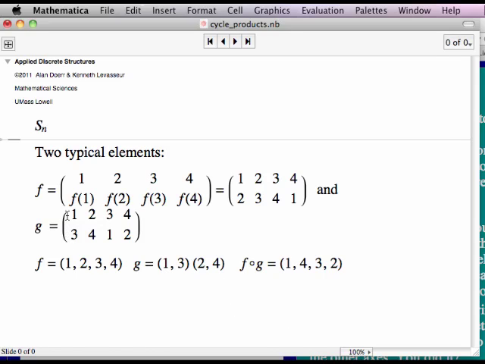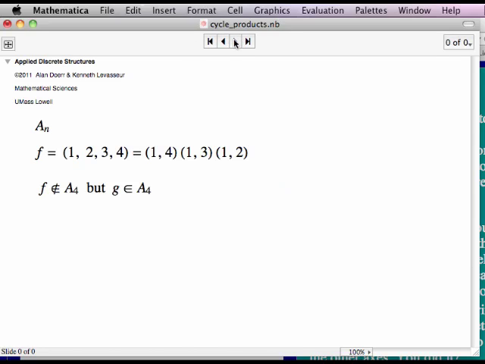Now, in the case of n equals 4, there are a total of 24 different permutations on the numbers 1 through 4. And so Sn is a group with 24 elements. It's one of the fundamental groups in group theory. I'm going to turn to a couple of subgroups that will appear in Sn. First is An, the alternating group on n letters.